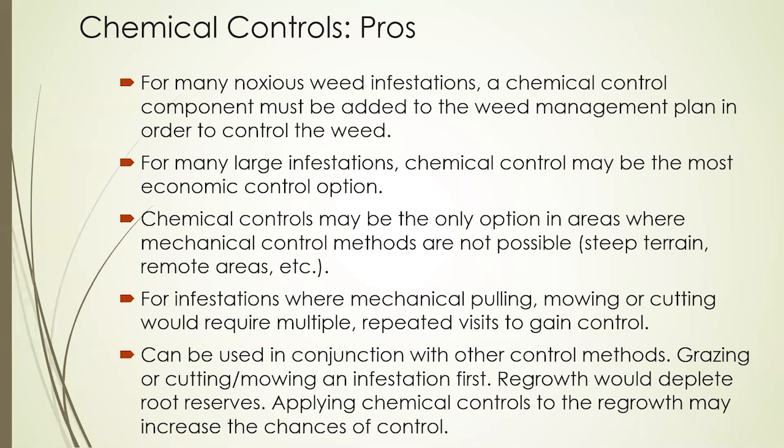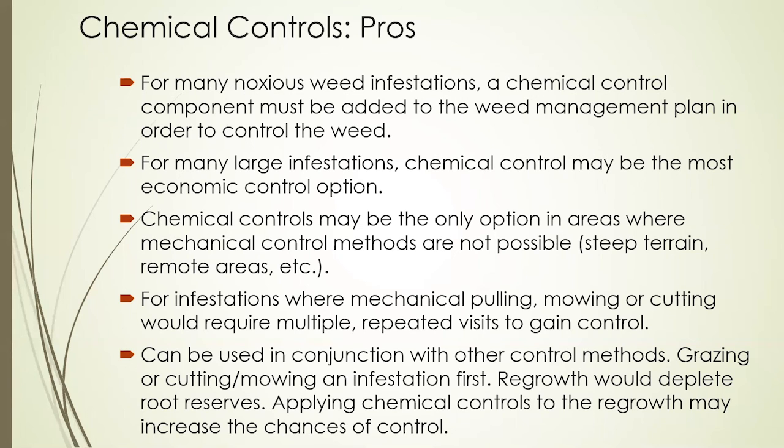So chemical pros: for a lot of noxious weed infestations, a chemical control component has to be added to your management plan to control the weed. You're not going to control it otherwise. If you've got a perennial pepperweed infestation and those roots can go down 10 foot, you cannot dig deep enough to get rid of all those roots. You're going to have to add a chemical control method to try to get that weed under control.